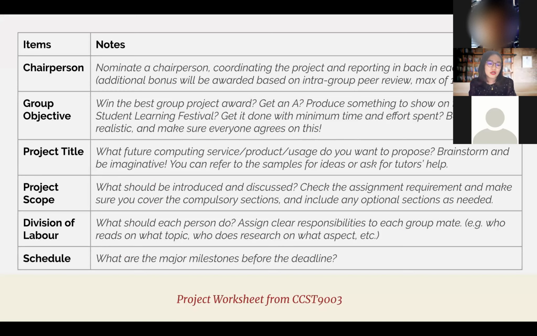So in the early stage, about session 3 or session 2, I'll give every group a worksheet like this for them to elect a chairperson, which is the project manager, and identify their objectives, their scope, their division of labor, and their scheduling. And with this, I'm trying to help students to build a realistic project within the time frame and to achieve the goal that they have set for themselves.